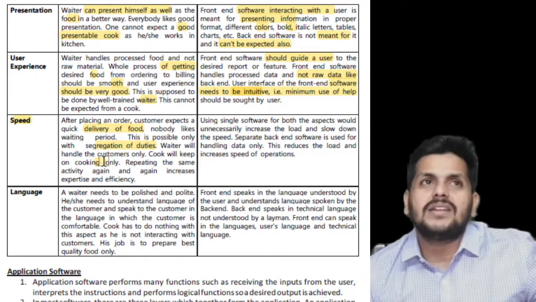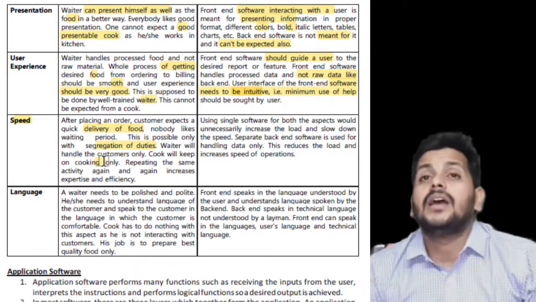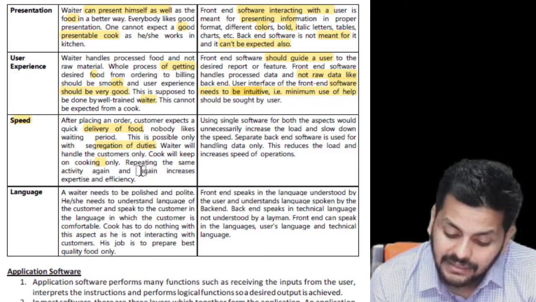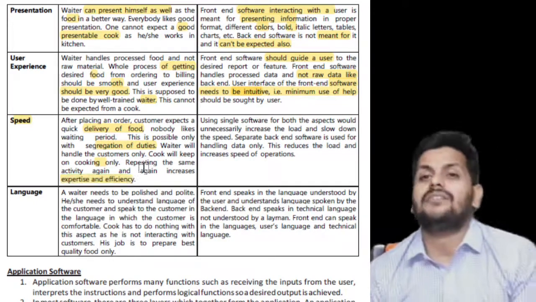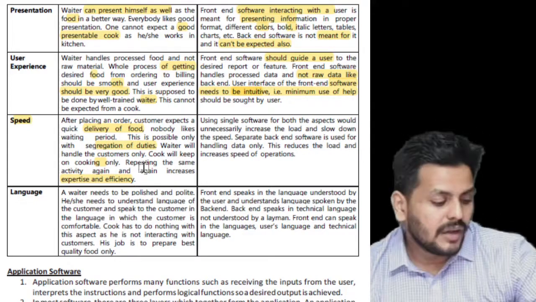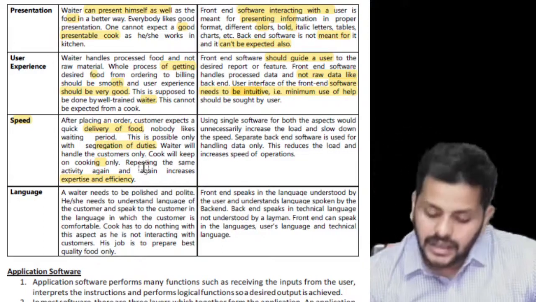Not only that, when somebody does the same job more and more, taking a memory back to strategic management, remember what we studied as the experience curve. Repeating the same activity again and again will increase expertise and efficiency. Learning curve effects or experience curve effects. So, of course, if two parts, front end and back end, are there, speed will definitely be great.